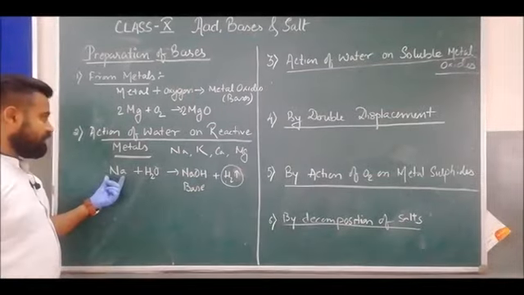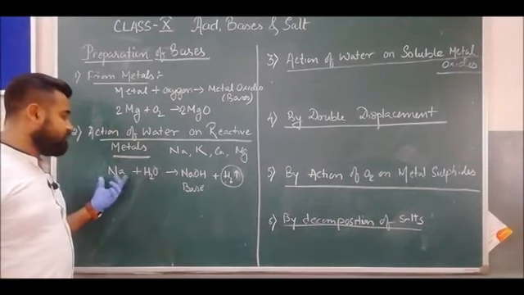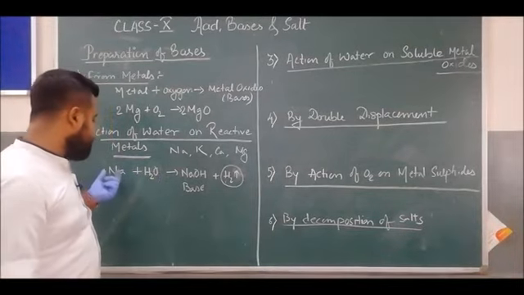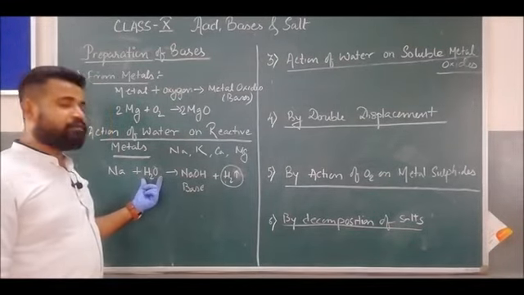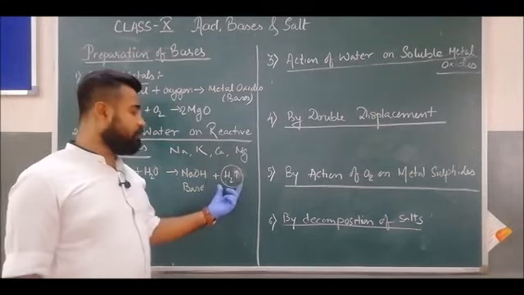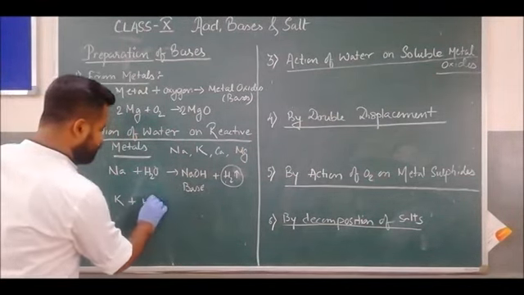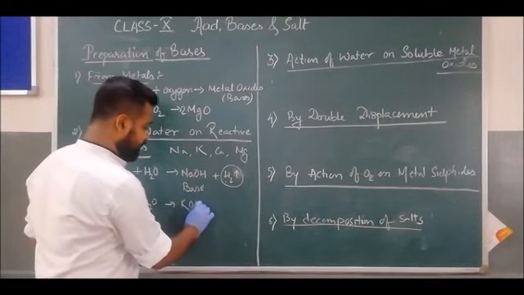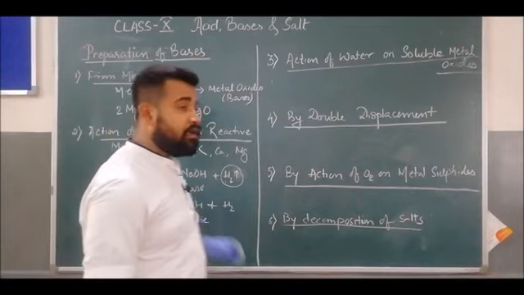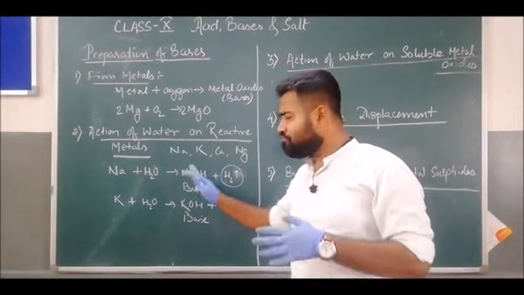So in this reaction, what happens? When a reactive metal reacts with water, the reaction is tremendous, a very violent reaction. The sodium metal immediately catches fire. I will show you sometime how sodium catches fire when it comes in contact with water. So it gives sodium hydroxide, which is a base, and it liberates hydrogen gas. Similarly, if potassium comes in contact with water, it will form potassium hydroxide, plus it liberates hydrogen gas. This potassium hydroxide is a base. So this is the second method for the preparation of bases.